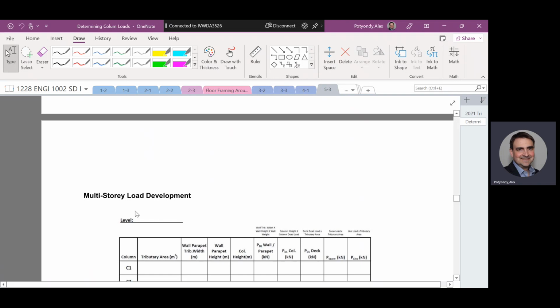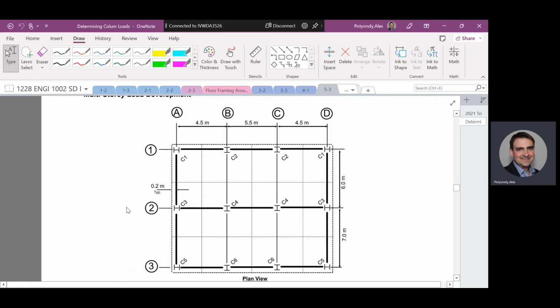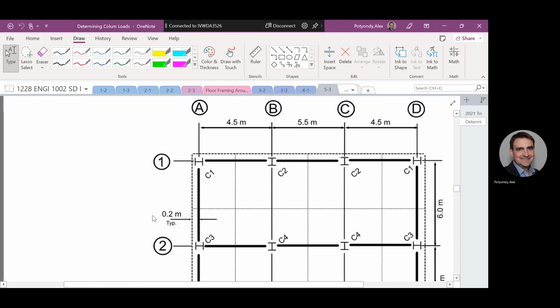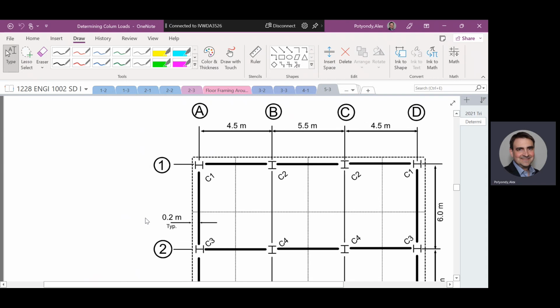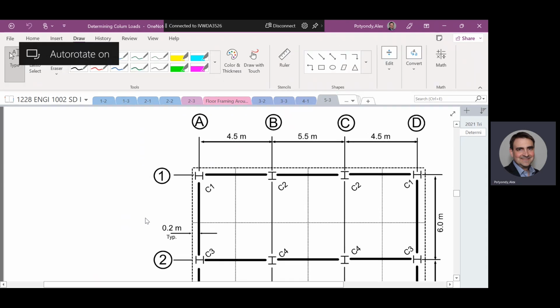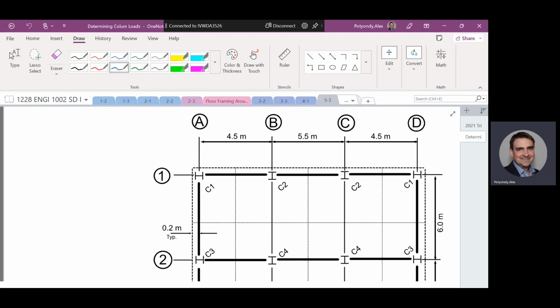All right. So for column C1, I'm going to use blue. And I've already drawn in some dashed lines here, which represent half the distance to the next support. So I look at it that for C1, it's going to support this area here. And this distance here, I'll just write that in here.